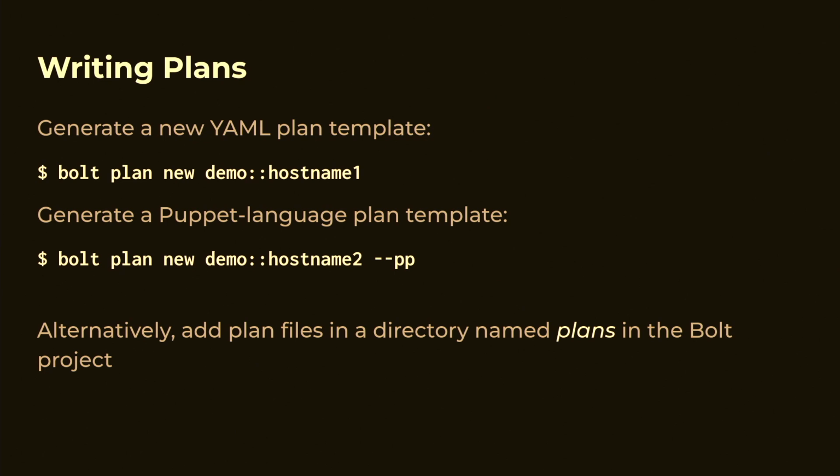Okay, so if you want to write a plan, unfortunately there's no Bolt command to generate a task for you, which is weird, but there is a Bolt command to create a new plan for you. So it'll lay out the basic plan. You can either run bolt plan new and then your plan name, or you can run bolt plan new, the plan name, -pp. If you don't have the -pp, it creates a YAML plan. If you have the -pp, it gives you a really basic Puppet language plan that you can start from. Or alternatively, you can just add the YAML file or the .pp files to a directory named plans in the Bolt project.